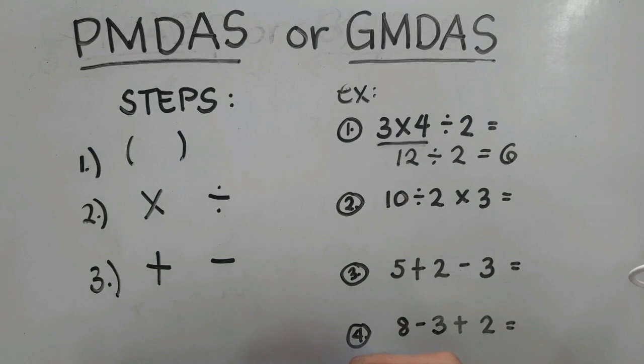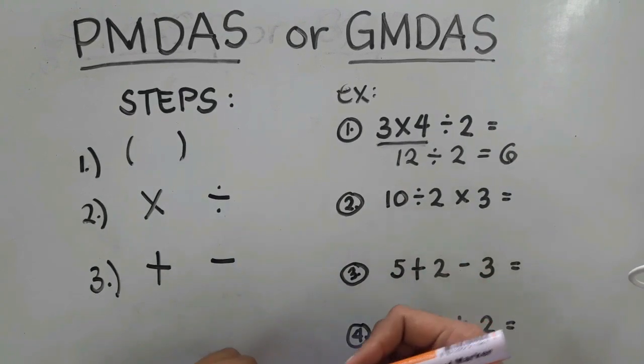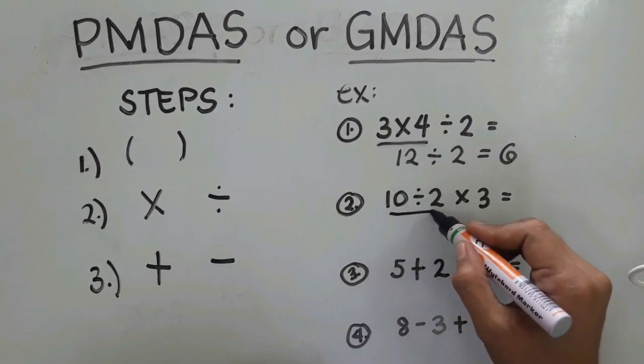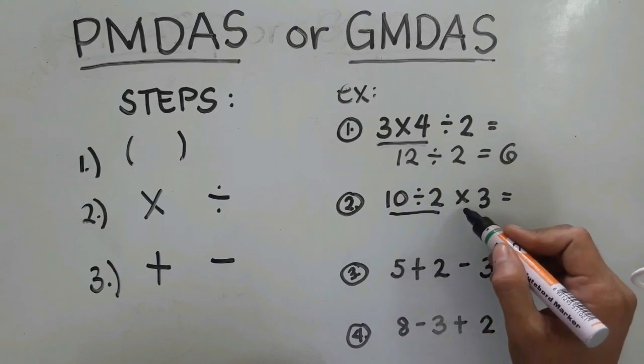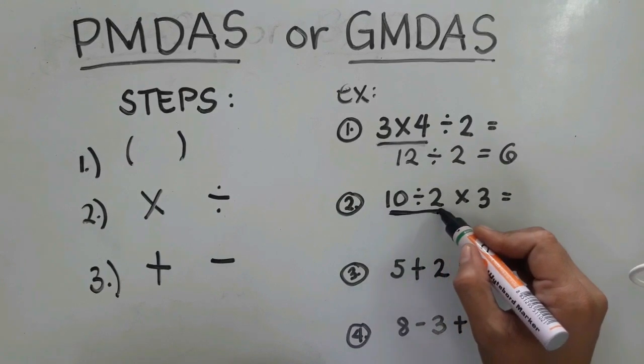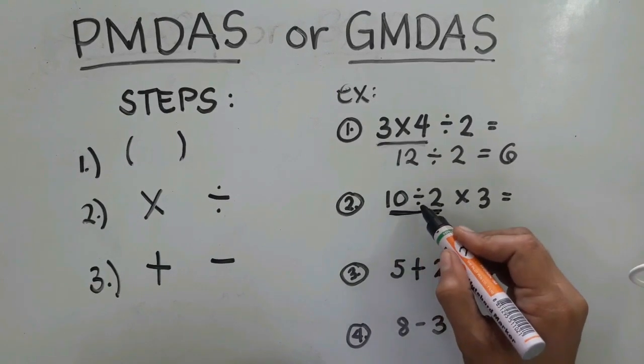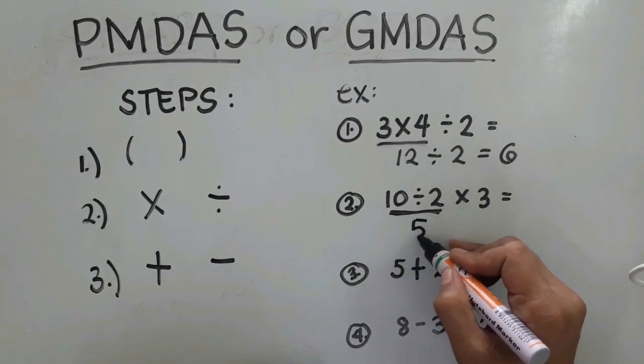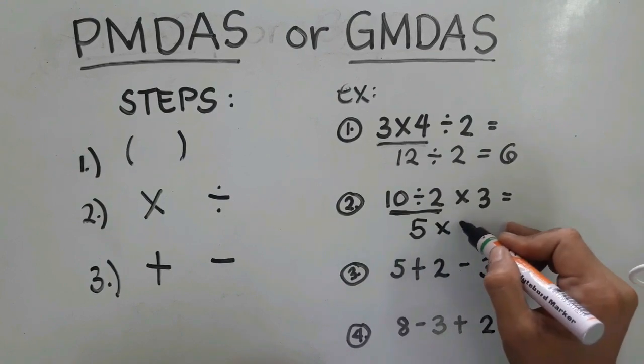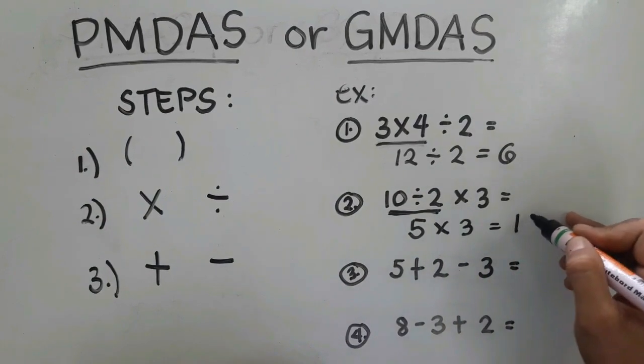Now in our example number 2, division comes first before multiplication. So we are going to divide first. 10 divided by 2 is 5. Then times 3 equals 15.